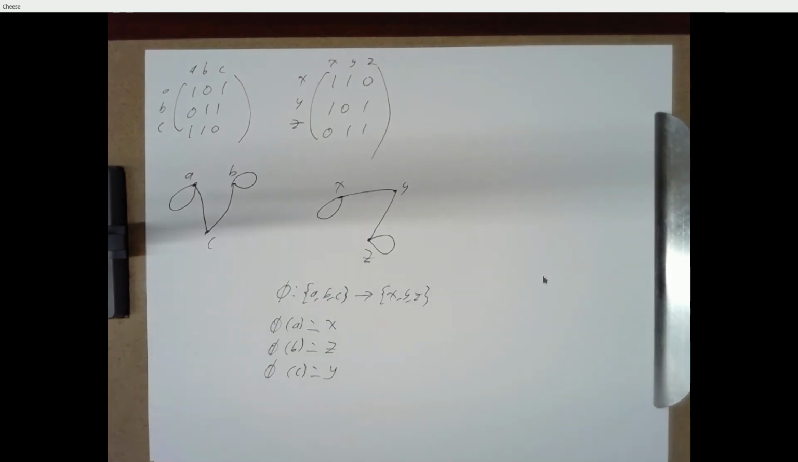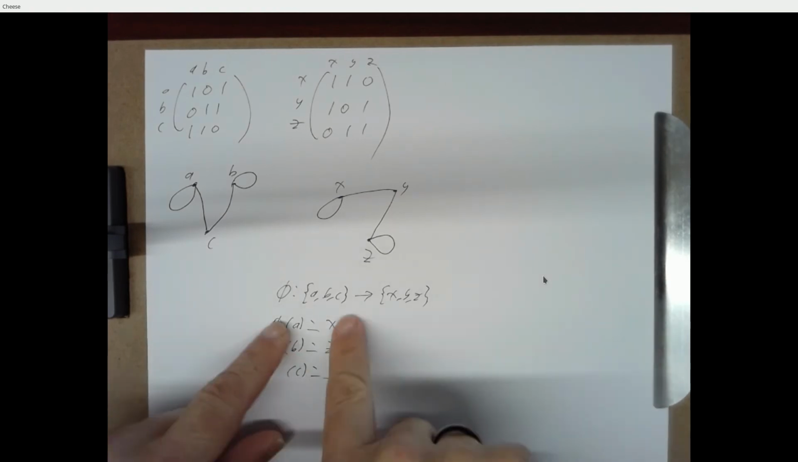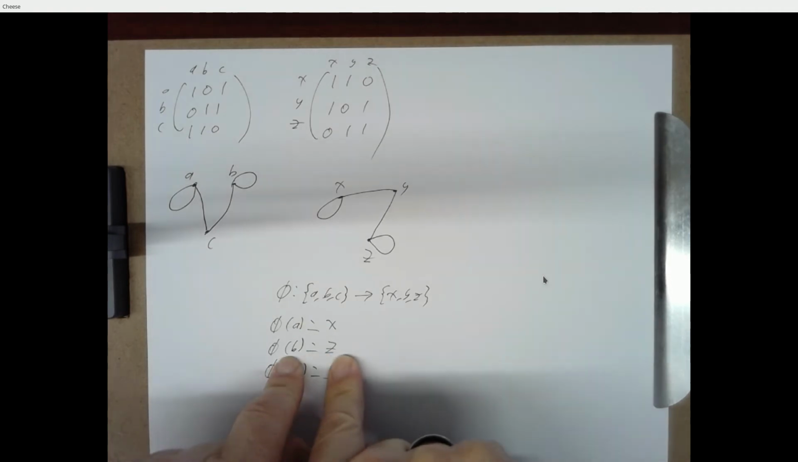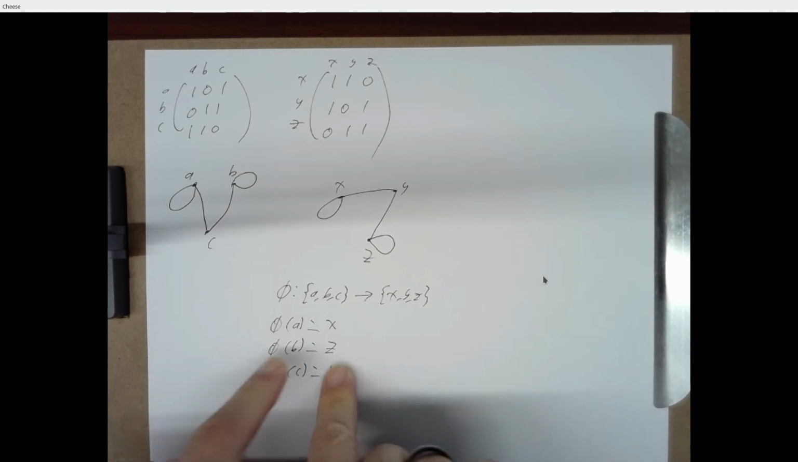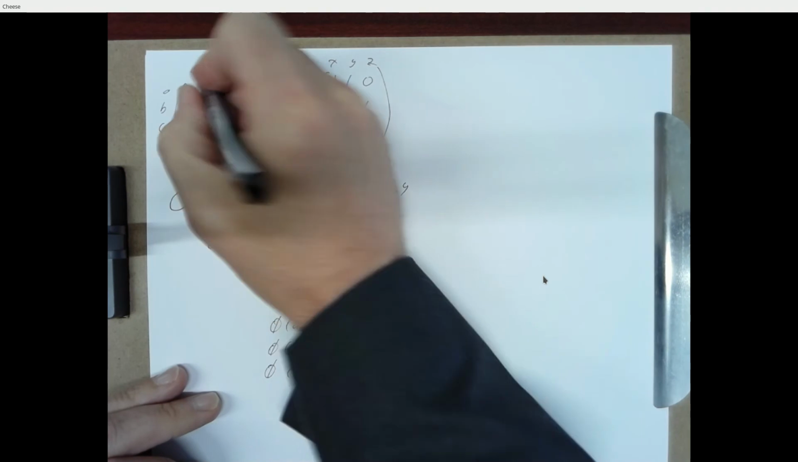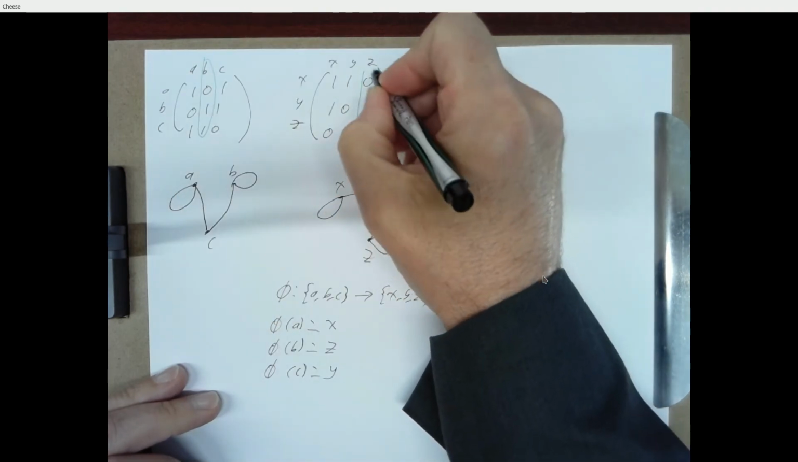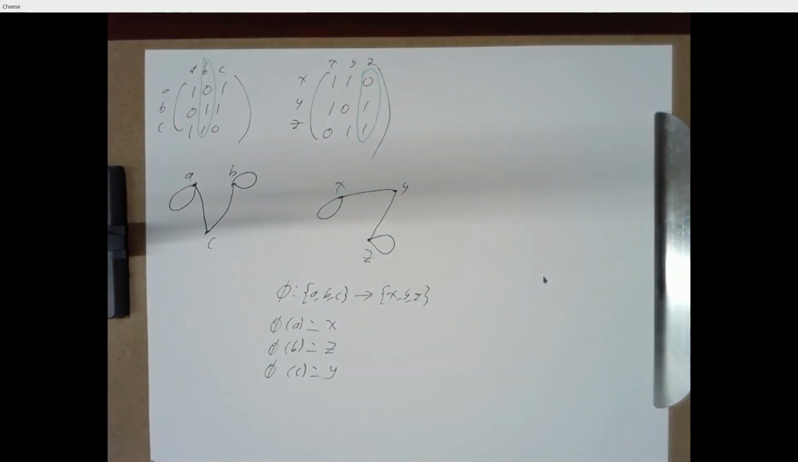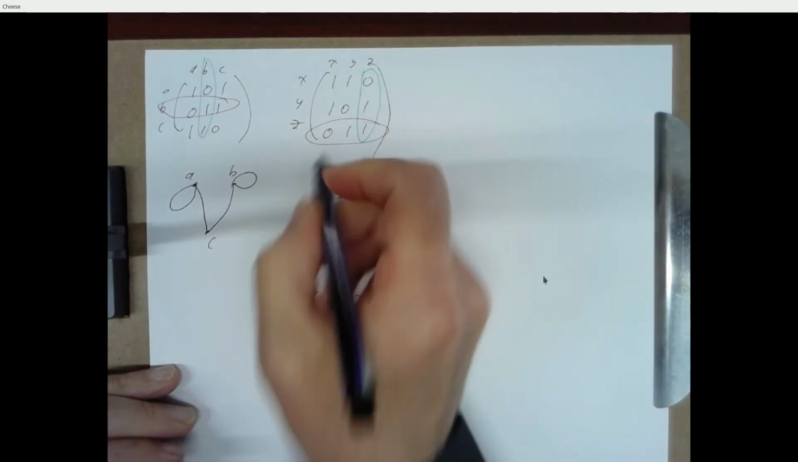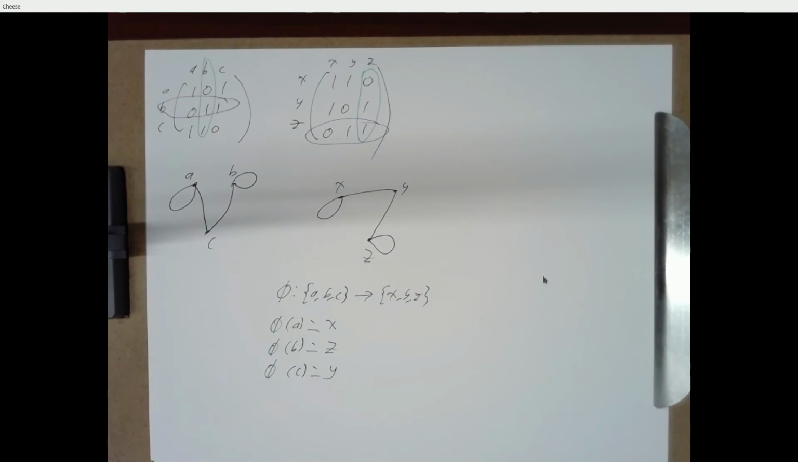All right, so what's happening when we're applying this mapping from vertices to vertices? What happens when we map vertex B to vertex Z? We're saying that this row corresponds to this row, and that this column corresponds to this column. We're really just swapping rows and columns, right?